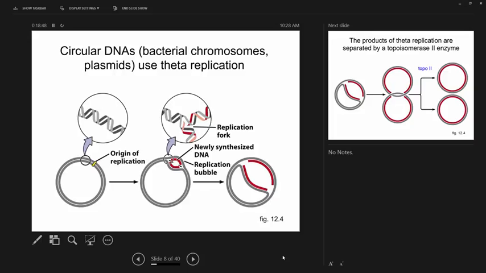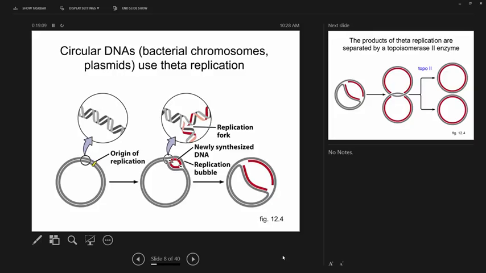The reason why this is called theta replication is because after it's about half over, if you would take this DNA molecule and turn it so that this part here is up at 12 o'clock, it would look like the capital Greek letter theta with the little curly Q through the middle. So here's how it works.